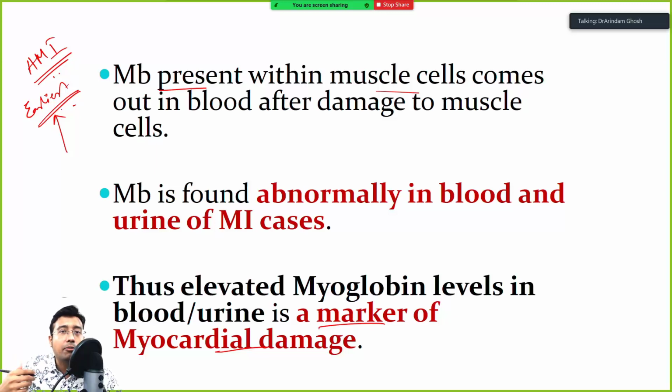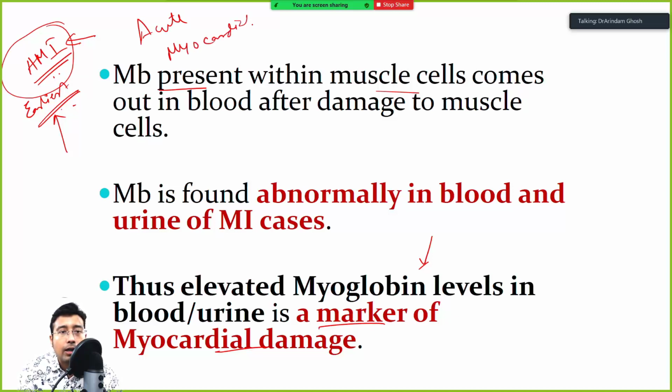Of course, you need to confirm your diagnosis by doing troponin T, etc. There are multiple tests for acute myocardial infarction, but a proper suggestive history along with high myoglobin strongly points towards acute myocardial infarction. So myoglobin is thus a marker of AMI, acute myocardial infarction, not infection. Okay.